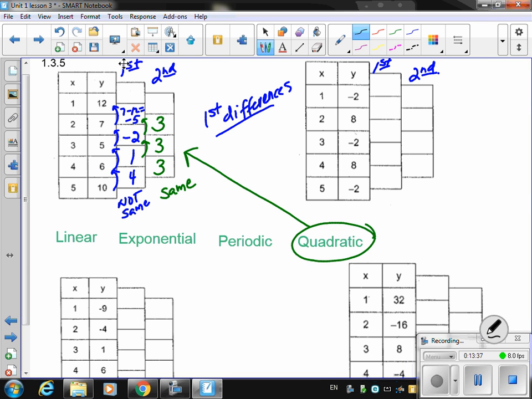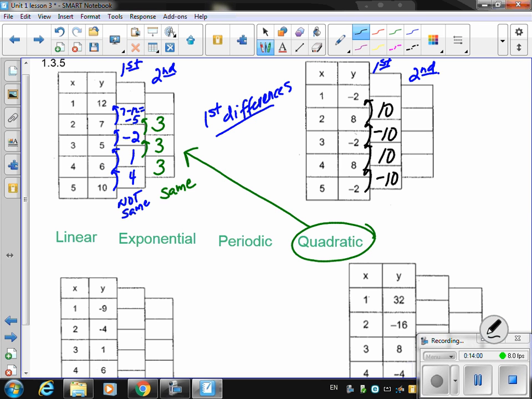Second table. Second example. I'm doing my first differences by subtracting subsequent values. So 8 subtract -2 is 10. -2 subtract 8 is -2. Well, that's just weird. 8 subtract -2. Crazy.